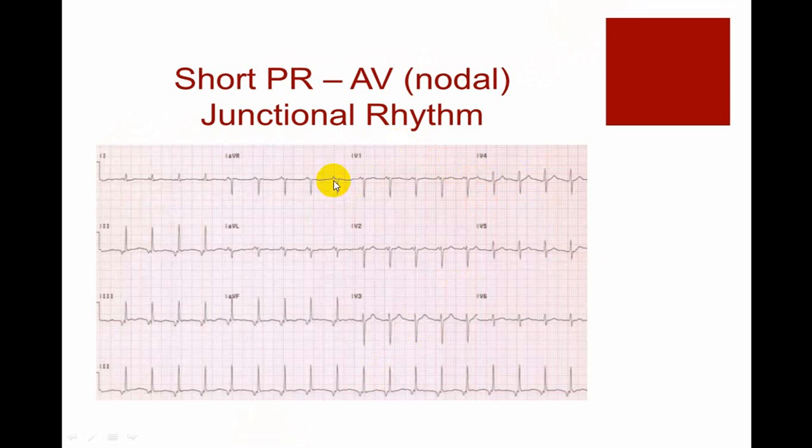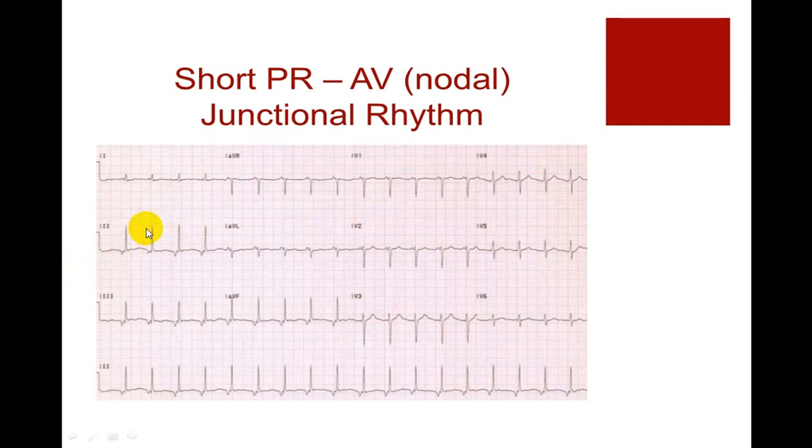You can see a P wave just before a QRS complex. So the PR interval is very, very short, and the P wave is in the opposite direction. It is not in the direction of the QRS complex. Hence, this has to be from the junction. So this is a junctional rhythm characteristic.